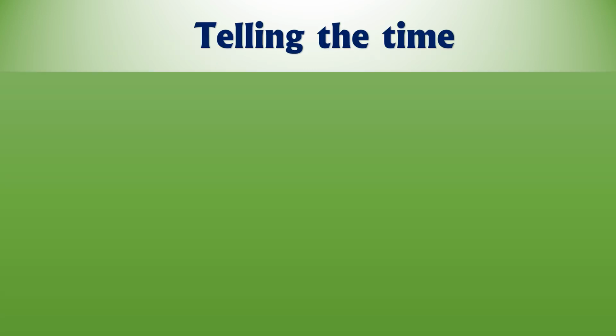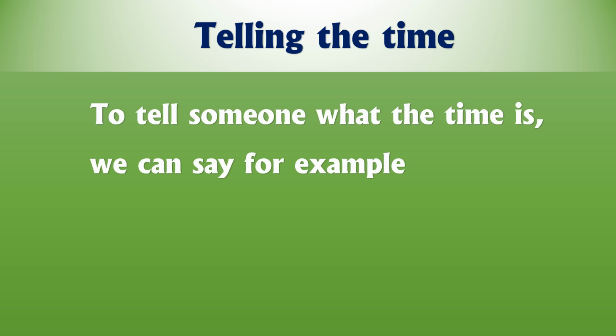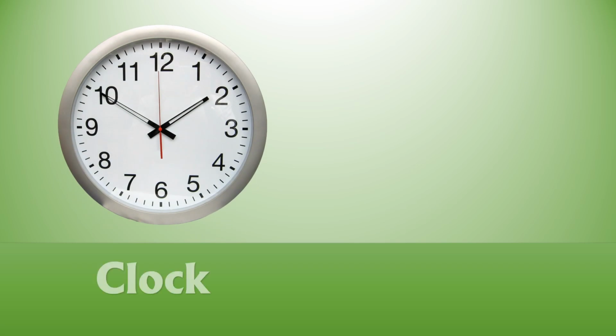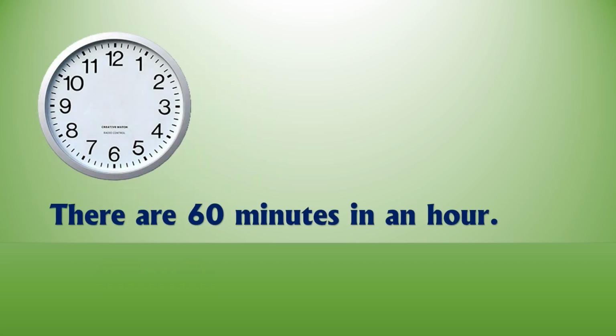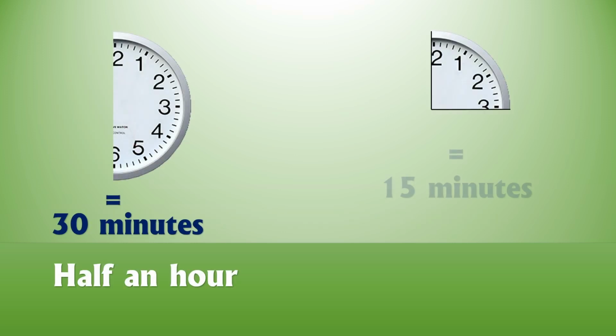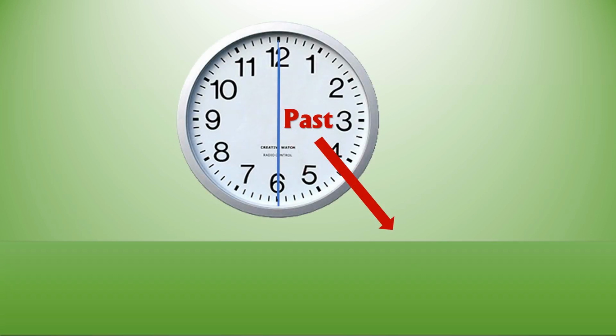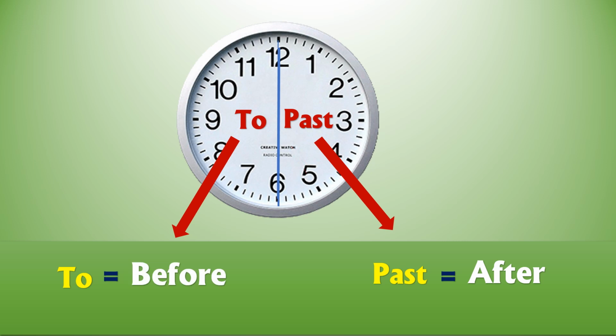Now let's see how to tell the time. To tell someone what the time is, we can say, for example, "The time is 5 o'clock," or more usually, "It's 5 o'clock." To tell the time, you need to know these words. Clock. There are 60 minutes in an hour. 30 minutes is half an hour. 15 minutes is quarter of an hour. Past means after. To means before.